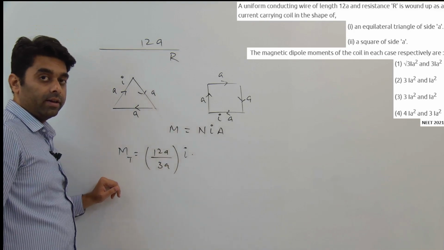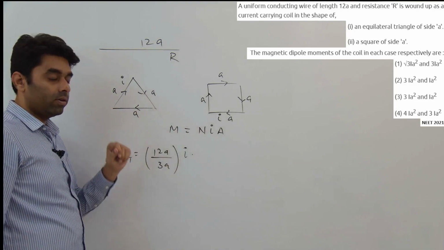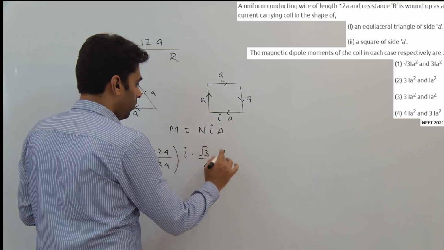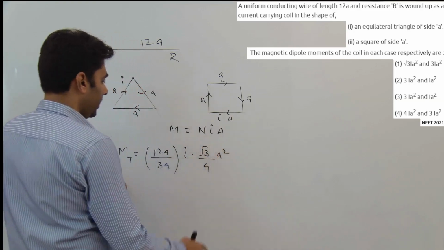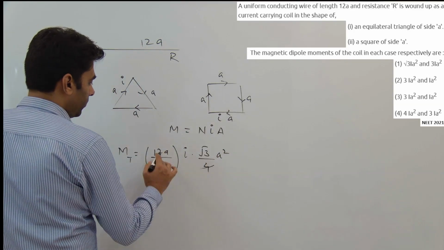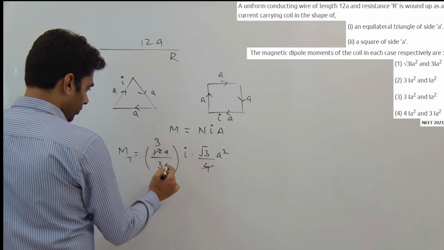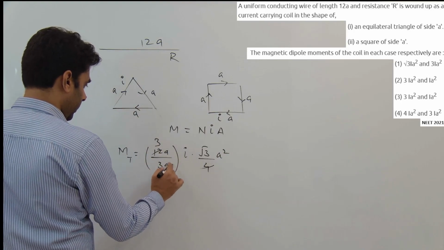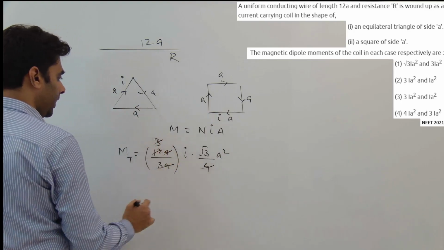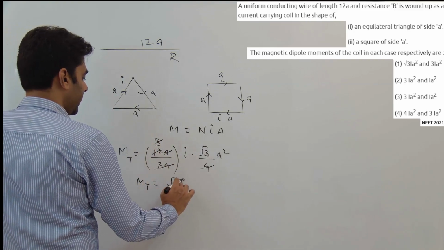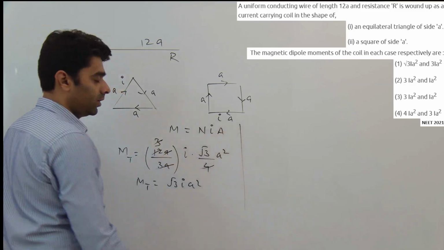Area of an equilateral triangle of side A will be root 3 by 4 A square, right? If we simplify it, 4 times, it anyway cancels out, and the 3 goes away. So what do we get? It comes out to root 3 I A square. This is for the triangle.